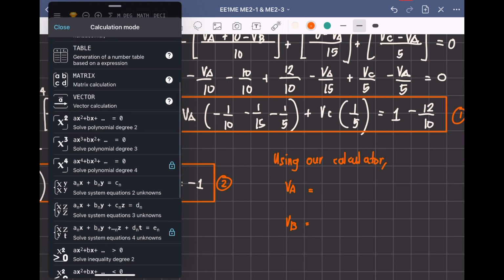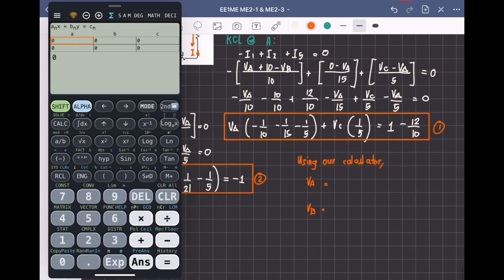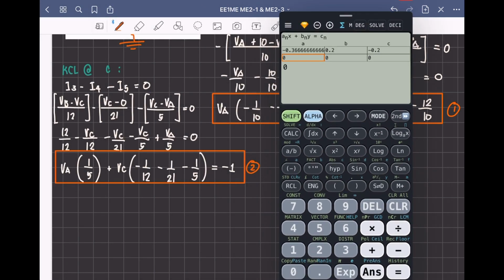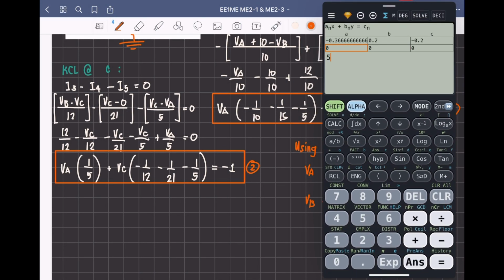Systems of equations with two unknowns. So you have this equation: negative 10 inverse, minus 15 inverse, minus 5 inverse, equals, for VC, I have 5 inverse. And then I have a constant at the right side, which is 1 minus 12 over 10. That's my first equation. My second equation is on my left. That's VA with 5 inverse. VC has negative 12 inverse, minus 21 inverse, minus 5 inverse. And on the right side, I have a constant, which is negative 1.